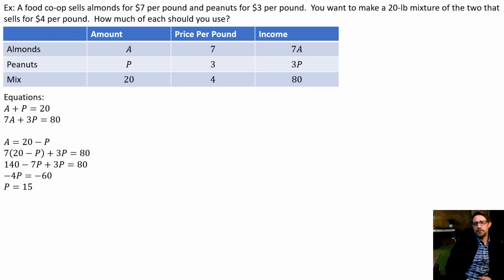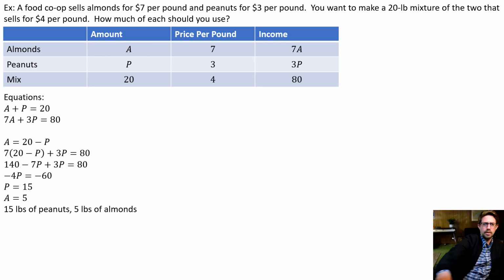So there you go, 15 pounds of peanuts. So that means, again, this is easy, we're going to have to use 5 pounds of almonds. It should make sense that we're using more peanuts, because our mix is only $4 a pound, which is a lot closer to this $3 a pound than it is to the $7 a pound, and also because, once again, peanuts are better. There you go.